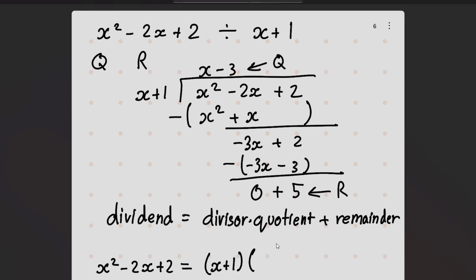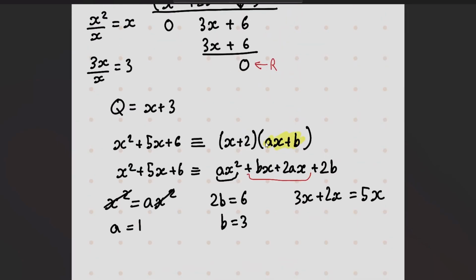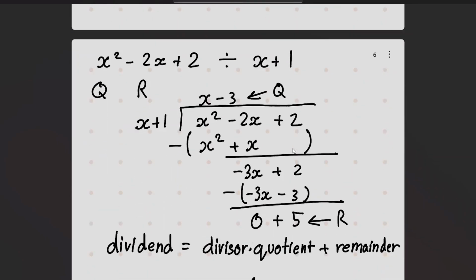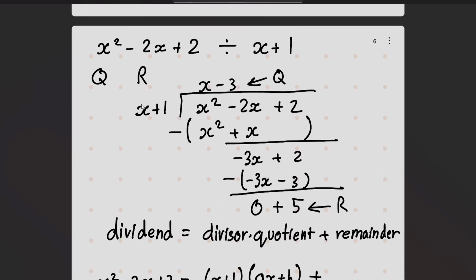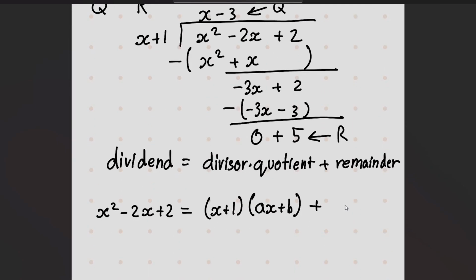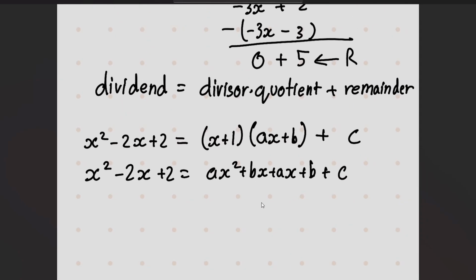And our quotient, like we had just done in our previous example where we took an arbitrary equation, we're going to do the same thing over here. So in this case, we're going to take ax plus b again. And this time, since we know to have a remainder because of this specific example, that's just going to be c. So let's expand this. x squared minus 2x plus 2 is equal to ax squared plus bx plus ax plus b plus c.